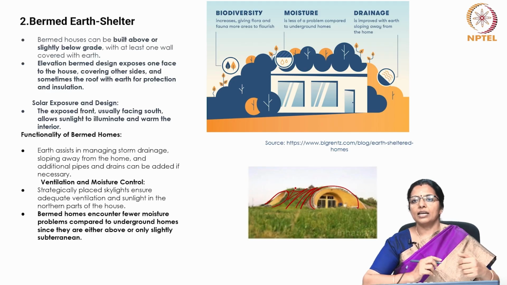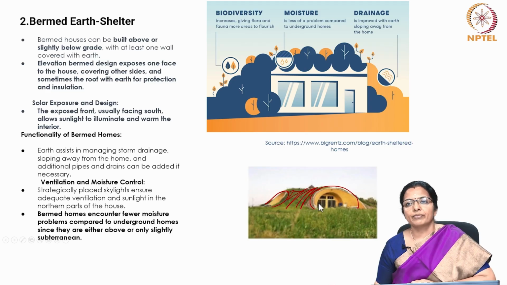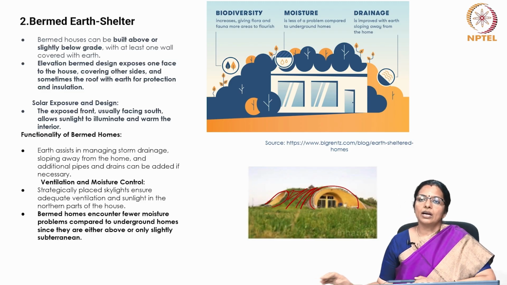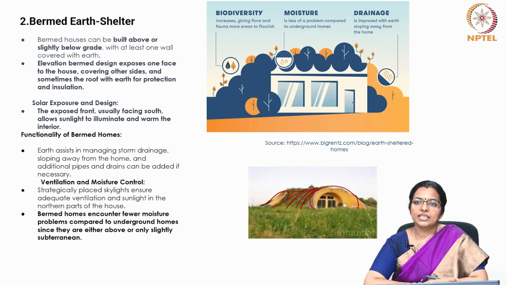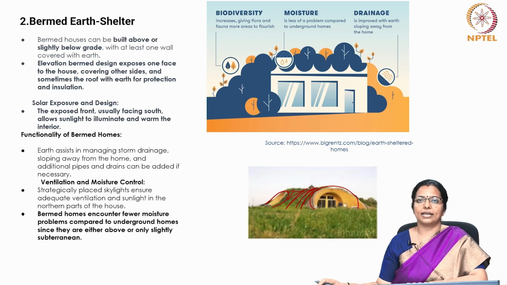Earth assists in managing storm drainage, sloping away from the home, and additional pipes and drains can be added if necessary. When it comes to ventilation and moisture control, strategically placed skylights ensure adequate ventilation and sunlight in the house. Bermed homes encounter fewer moisture problems compared to underground homes since they are either above or only slightly subterranean.